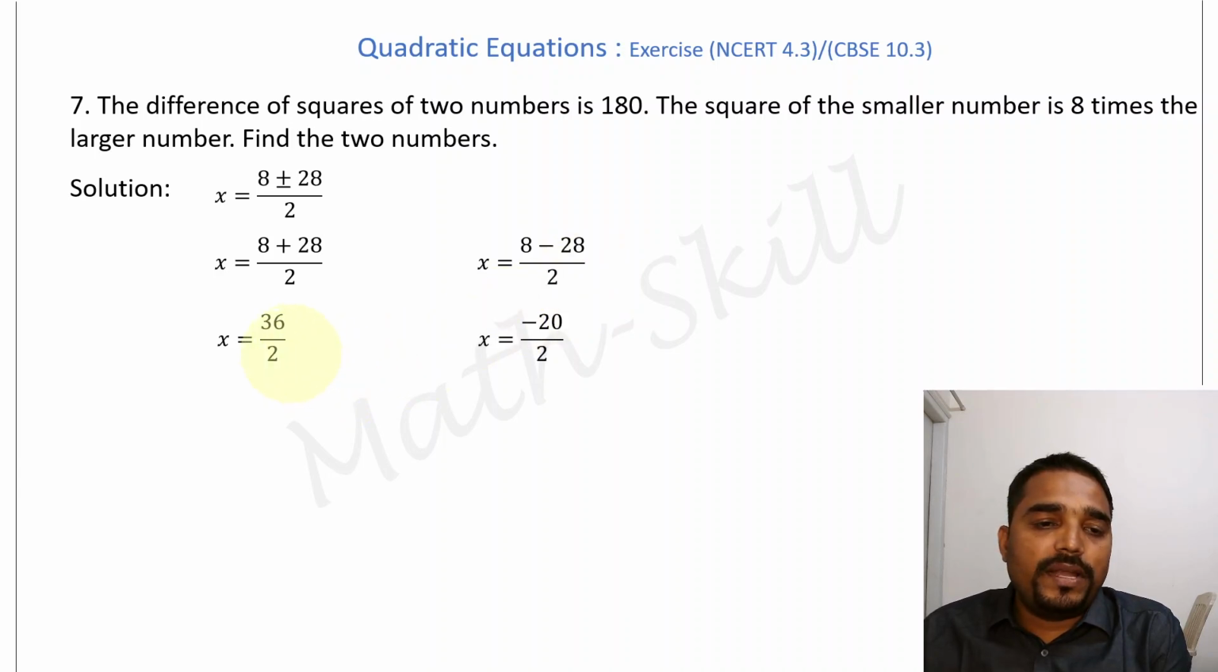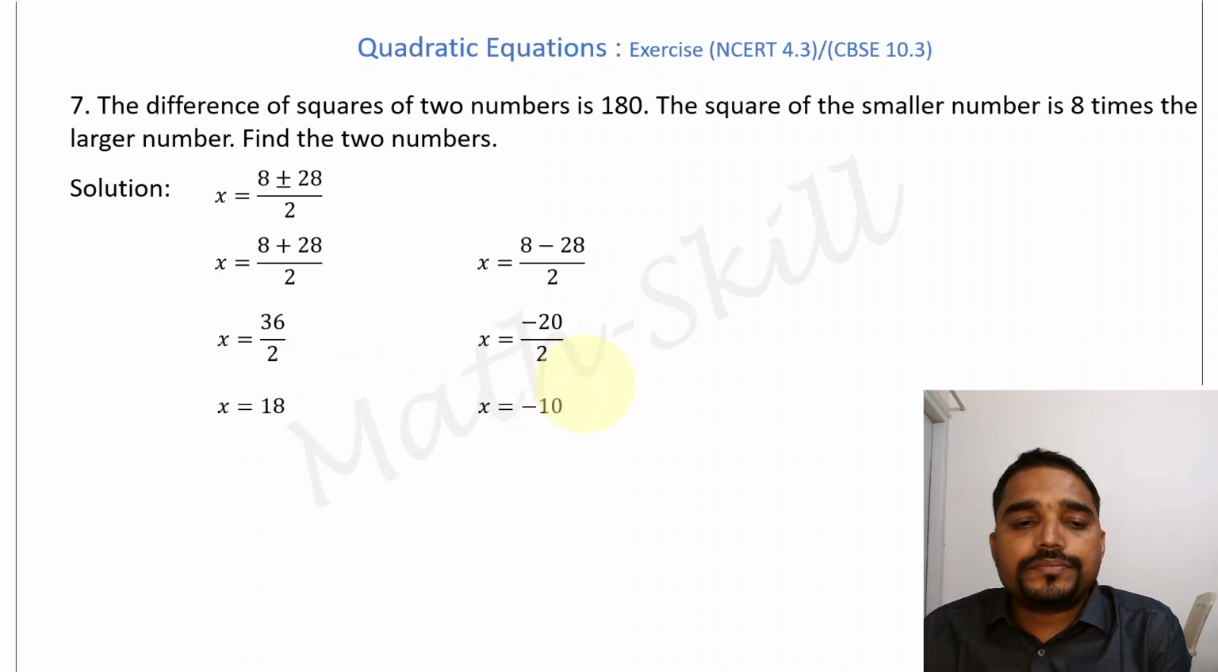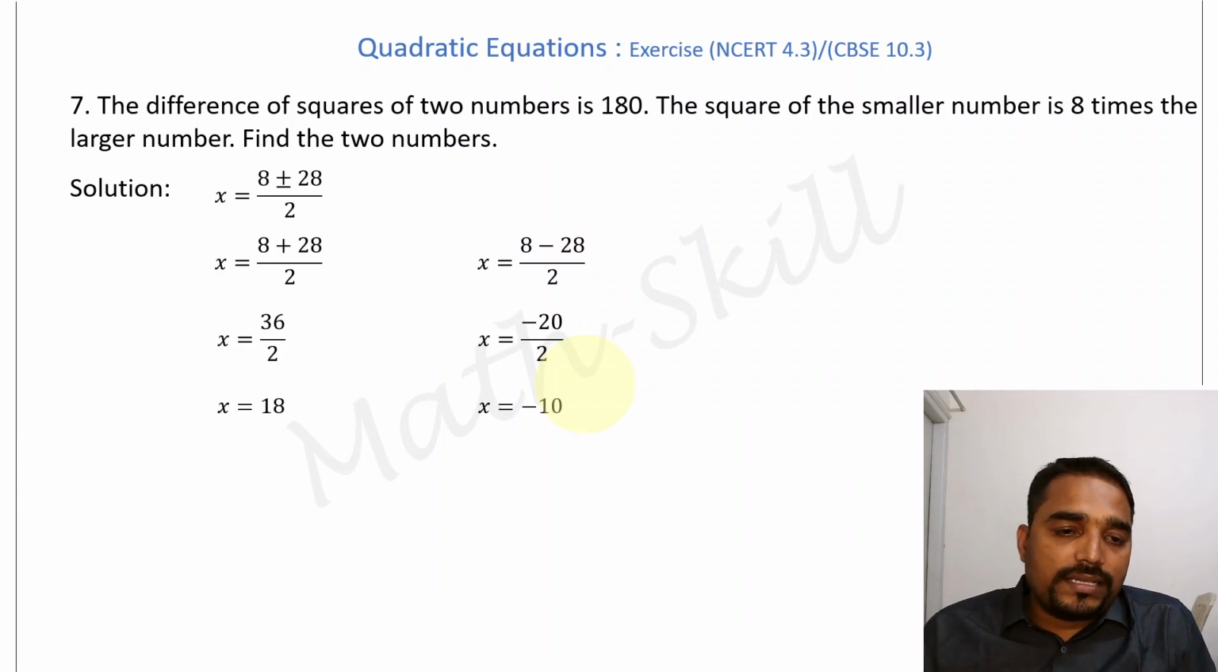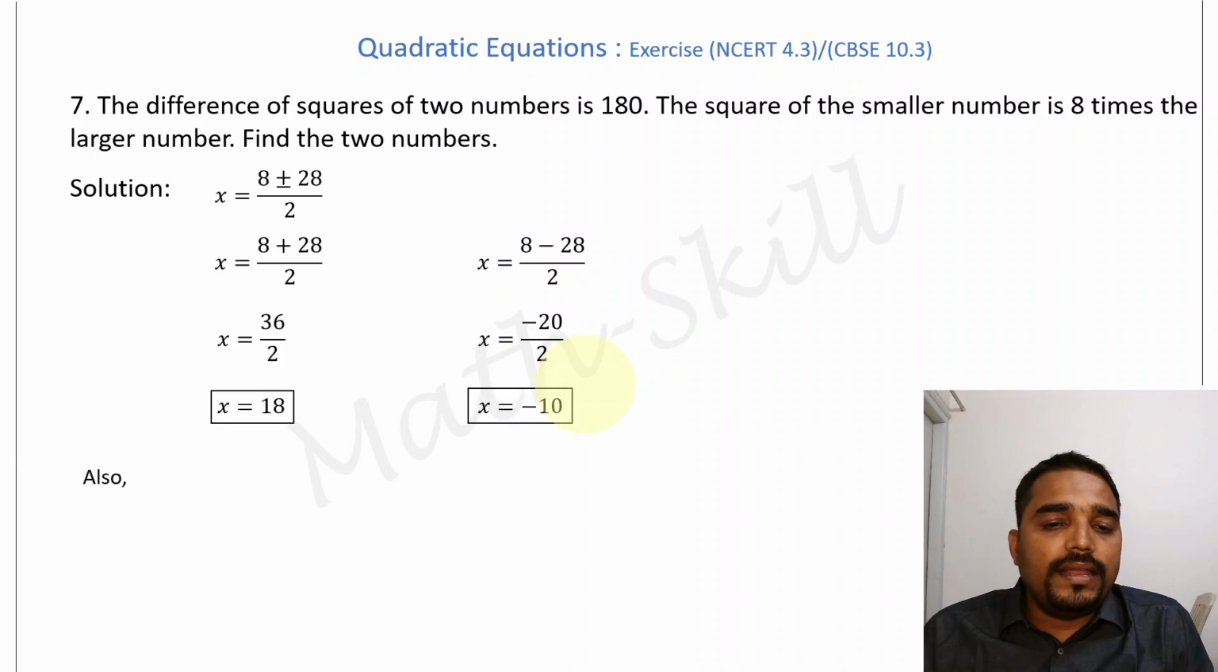Upon simplifying by the denominator 2, 2 1s are 2, 2 18s are 36, and 2 1s are 2, 2 10s are 20. That is, x is equal to plus 18 or x is equal to minus 10. Therefore, the answers for x are 18 and minus 10.